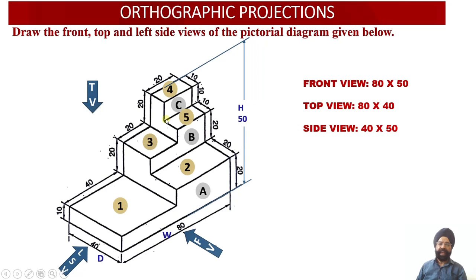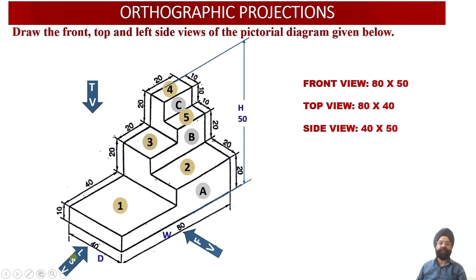a rectangular surface. And all these surfaces, surface 1, surface 2, surface 3, surface 4 and surface 5, all these 5 surfaces happen to be parallel to the horizontal plane, and onto the horizontal plane we are going to observe the true shape of all these 5 surfaces in the top view. Similarly, the surfaces A, B and C, which were observed in the front view, these 3 surfaces happen to be parallel to the vertical plane. So we are going to observe the true shapes of these 3 surfaces A, B and C in the front view onto the vertical plane.